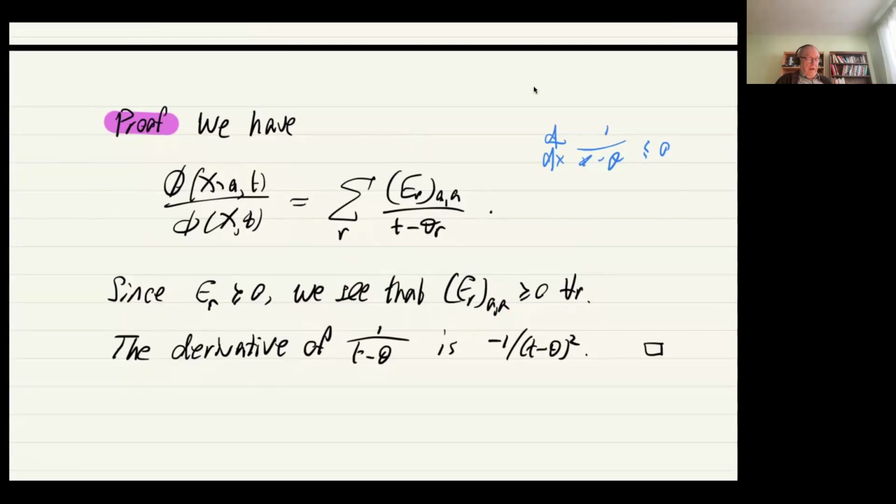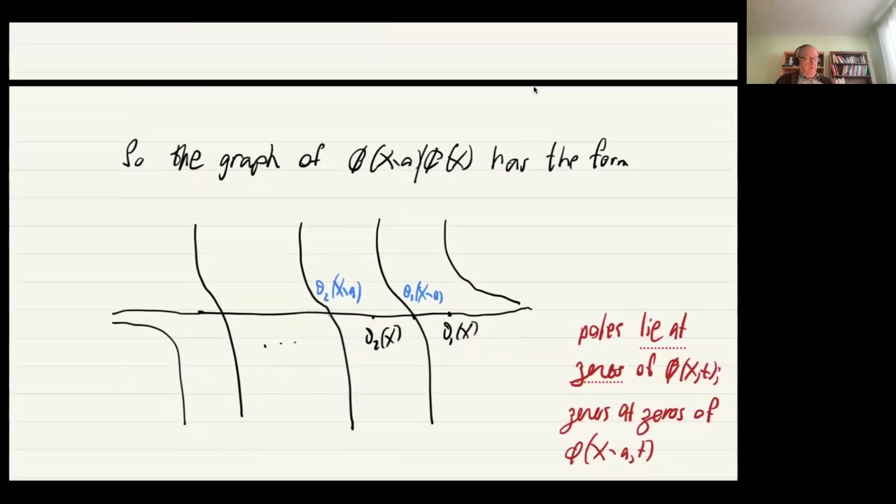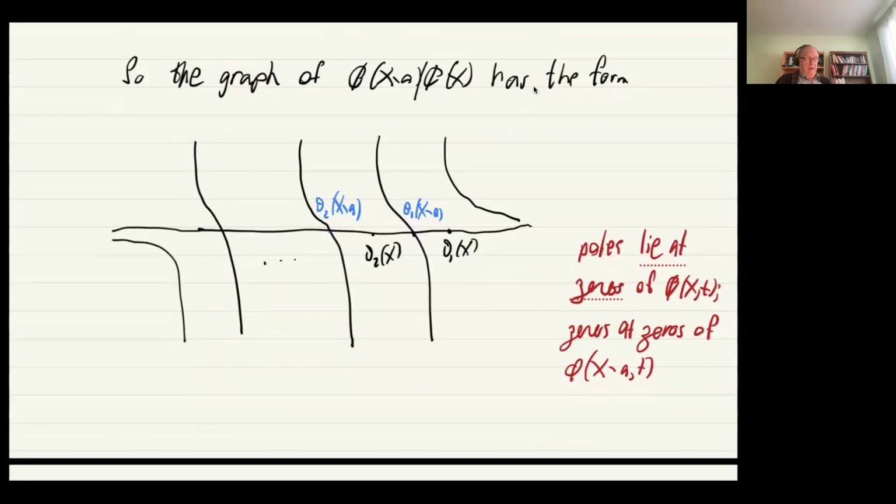Okay, now the best way to see the proof is to think about the graph. Now, φ(X, t) is a monic polynomial of degree n, and this is a monic polynomial of degree n minus 1. So for large x, it's going to look like the graph of 1 on x. And so we expect to see it asymptotic from below to the x-axis on the left and from above on the right.